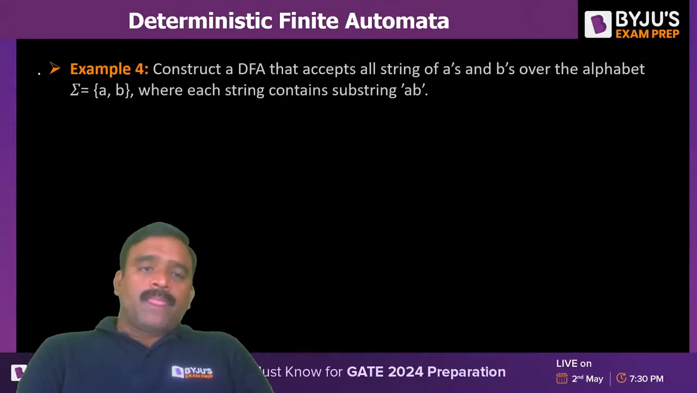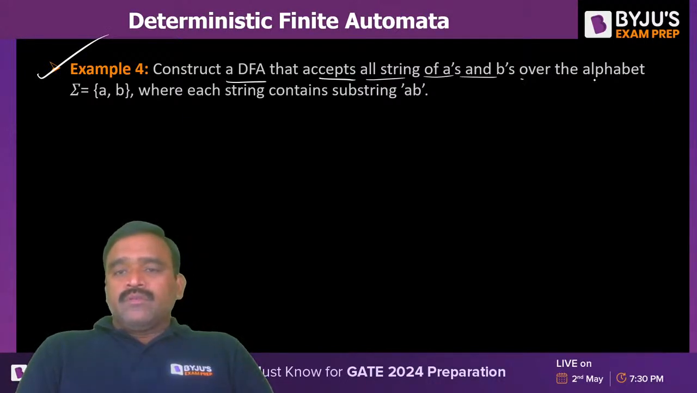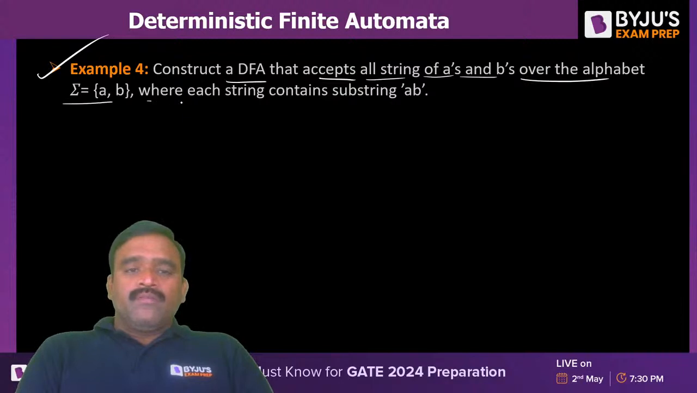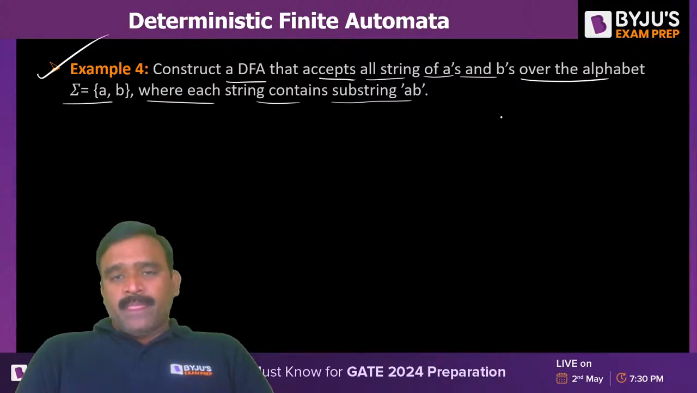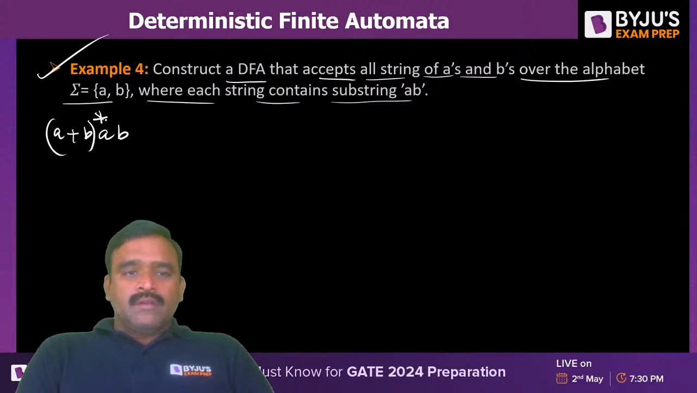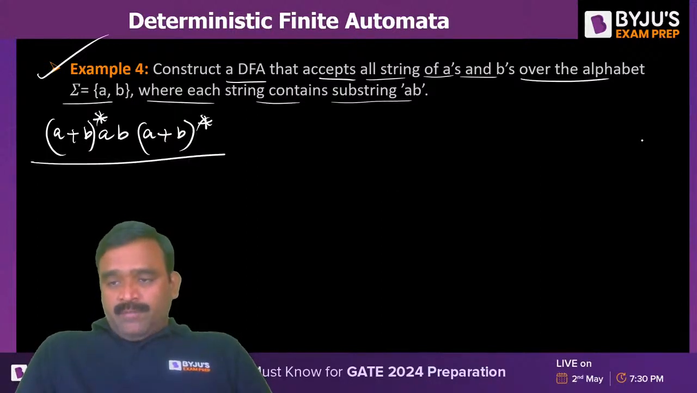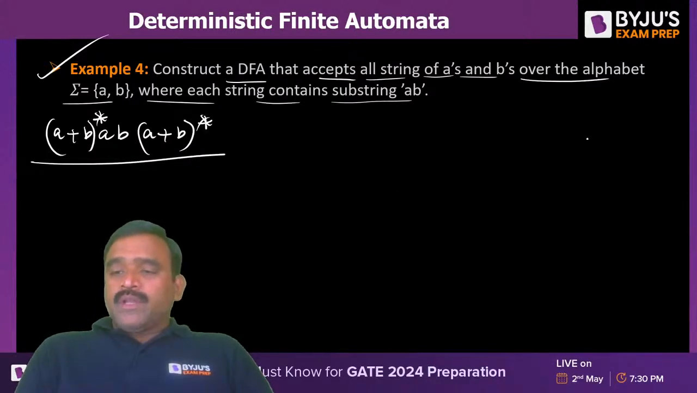Question number 4. Construct a DFA that accepts all strings of A's and B's over the alphabet A comma B, where each string contains the substring AB. Substring AB means the presence of AB is required in every string, and before this AB, any combination of A's and B's can be taken. After this AB, any combination of A's and B's can be taken. So (A plus B) whole star AB (A plus B) whole star is the regular expression containing substring AB. So this type of problem we can do very easily.